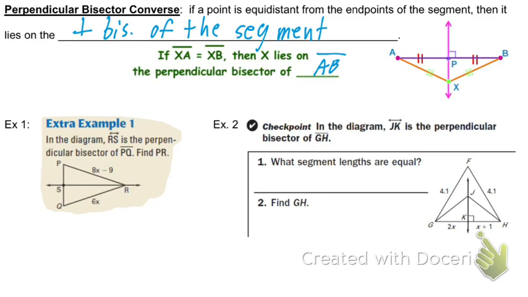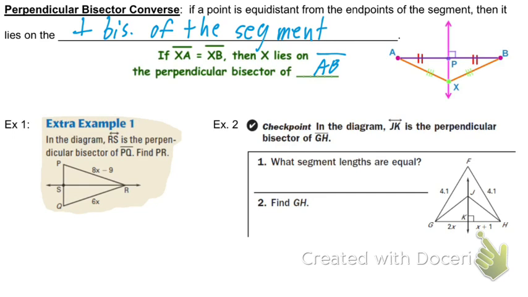Alrighty. Example 1. In the diagram, line RS is the perpendicular bisector of segment PQ. Line RS is the perpendicular bisector of PQ. And we're trying to figure out PR. Excuse me, PR. I quoted the wrong one. PR. How can we figure that out?